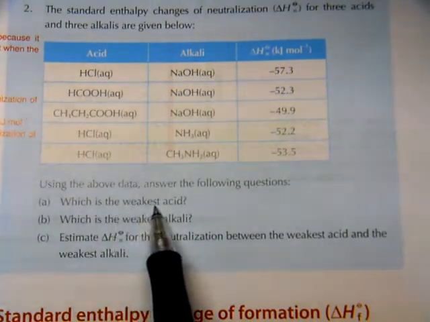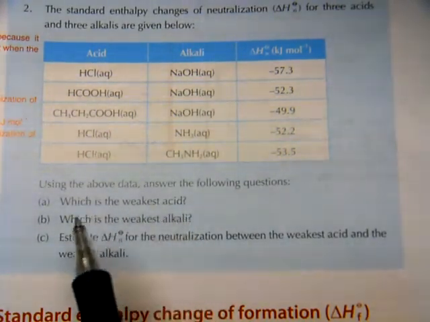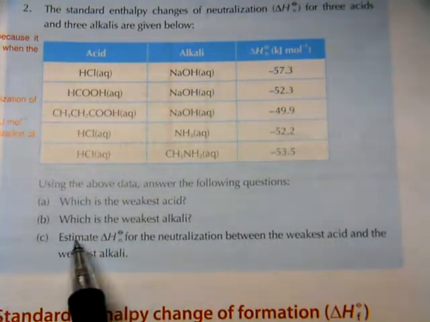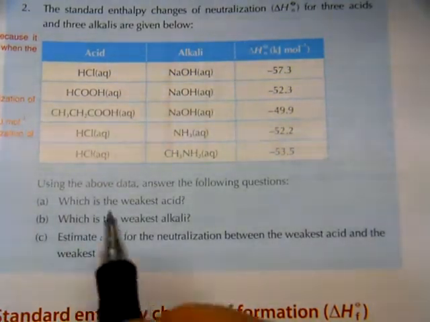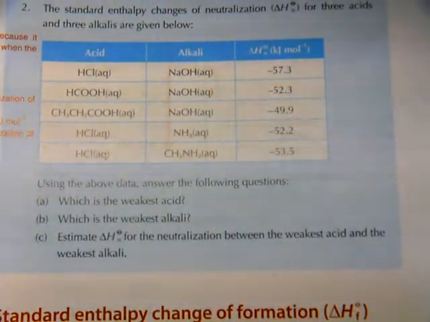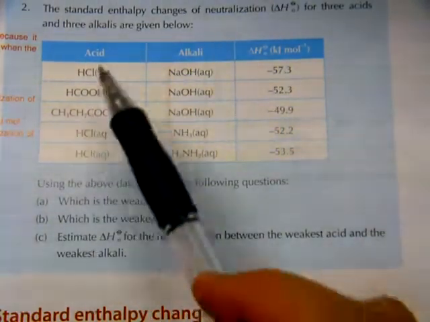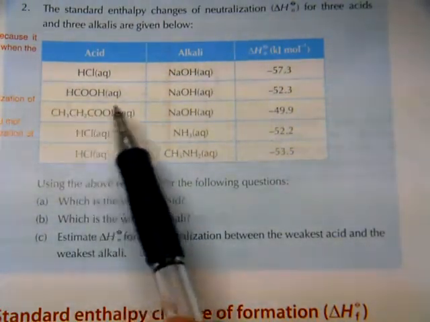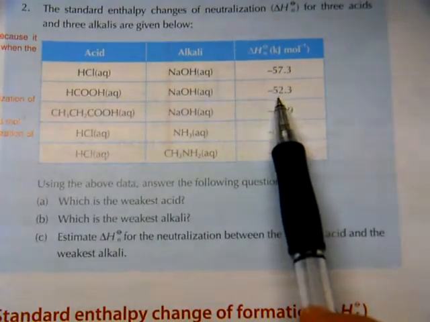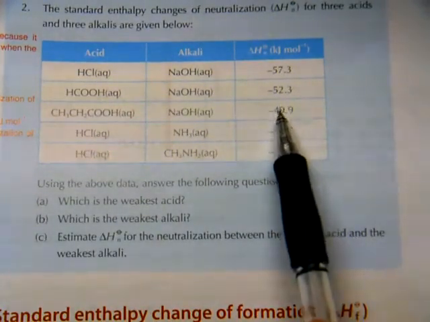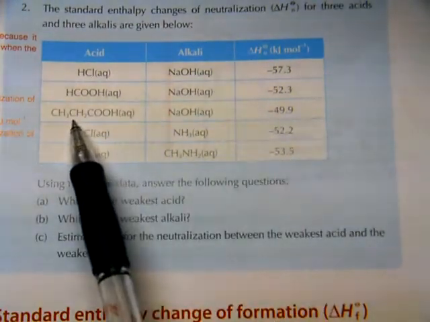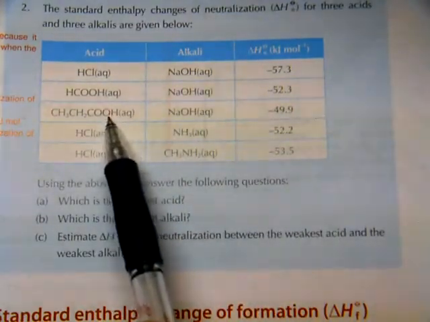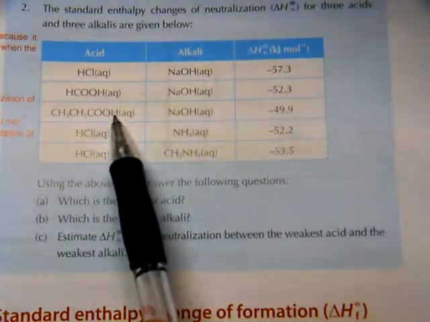Which is the weakest acid? Which is the weakest alkali? So, weakest acid. There are 3 acids. Obviously, the answer is not HCl, HCOOH, or this one. Now, look at the data. The magnitude of the neutralization between this acid and this acid is the smallest. Therefore, this one is the weakest acid.